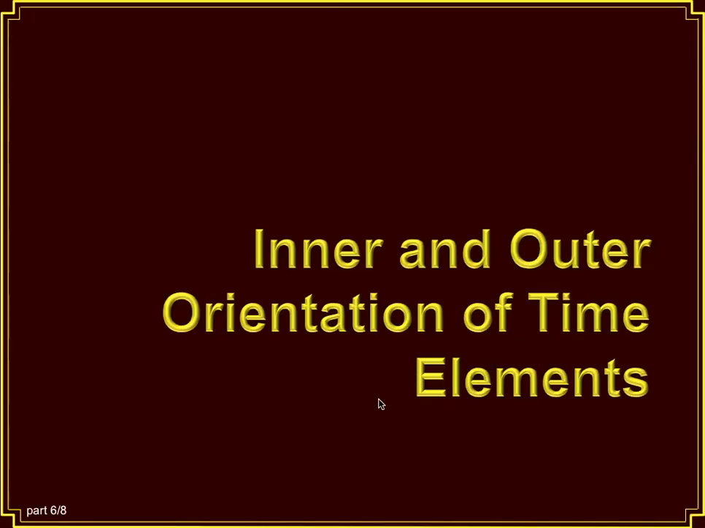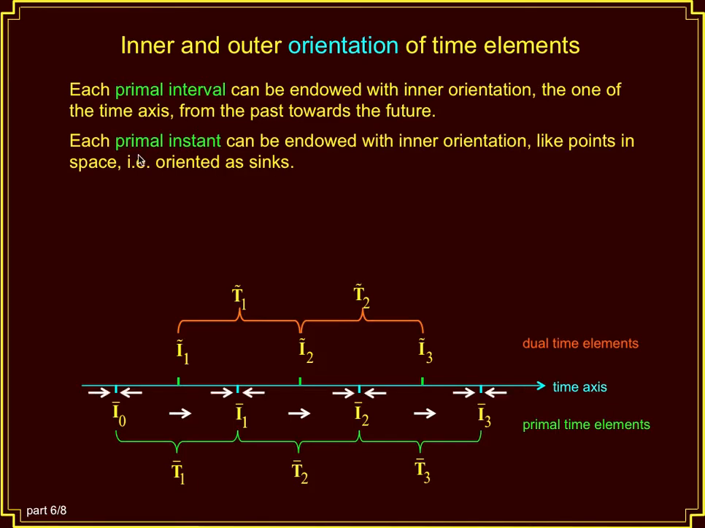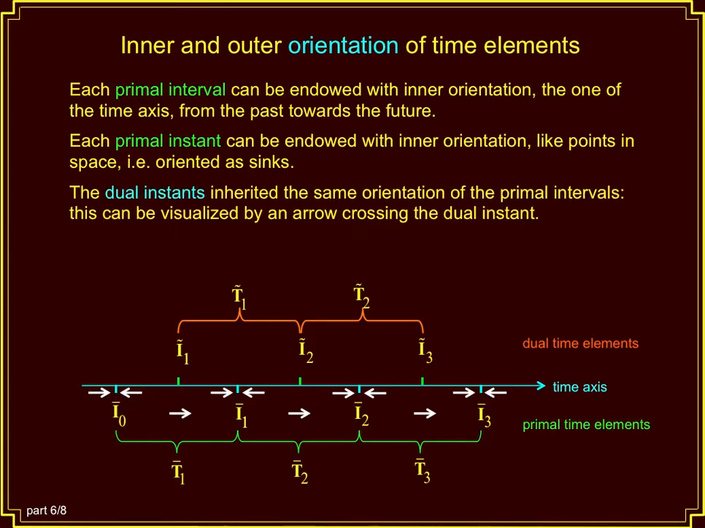Inner and outer orientation of time elements. Each primal interval can be endowed with inner orientation, the one of the time axis, from the past toward the future. Here, from the past toward the future, exactly the same orientation as the time axis. Each primal instant can be endowed with inner orientation, like points in space that are oriented as sinks. Here, the primal instants are oriented like sinks.